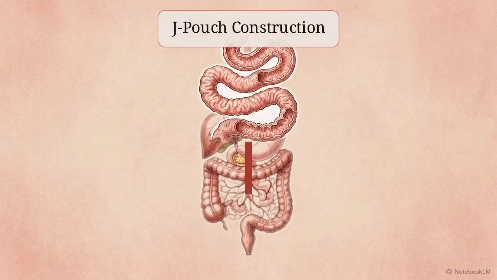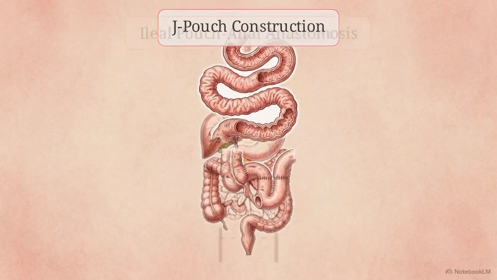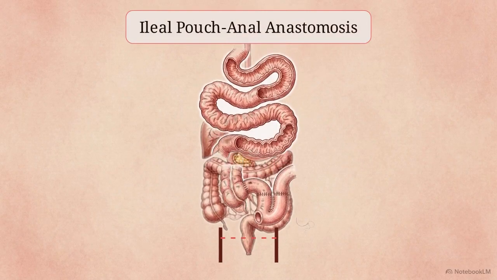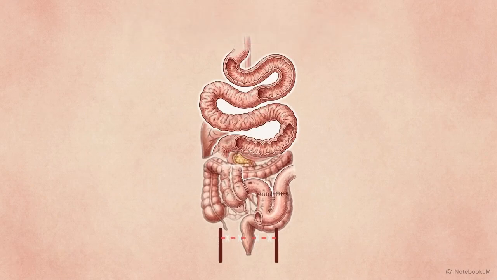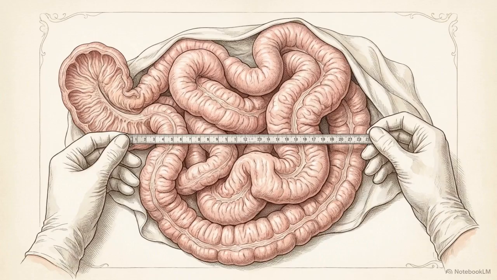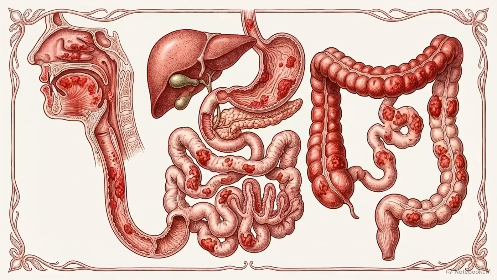This vector schematic shows the elective endpoint for many UC patients, the restorative proctocolectomy with ileal pouch anal anastomosis, or J-pouch. This achieves the cure of a total proctocolectomy while preserving continence. The surgical reality of Crohn's disease requires the exact opposite approach. Crohn's is a panenteric disease, capable of striking anywhere in the gastrointestinal tract. Therefore, there is no surgical cure.